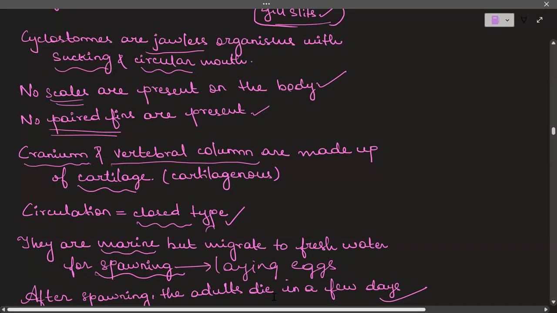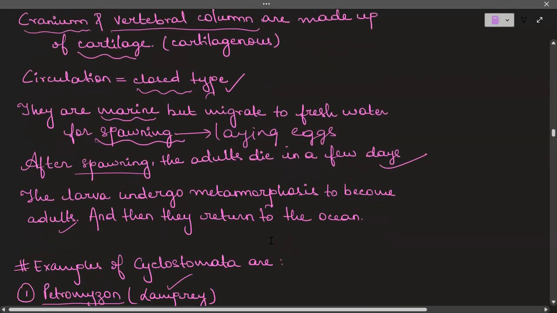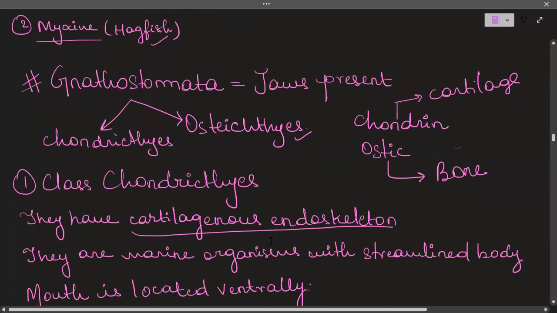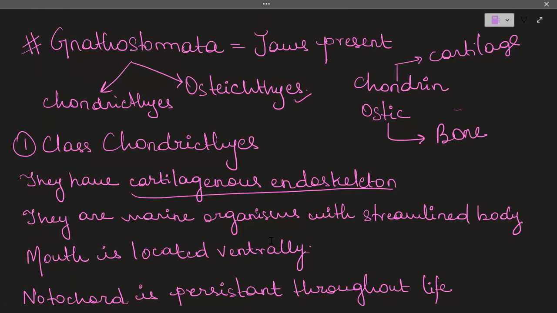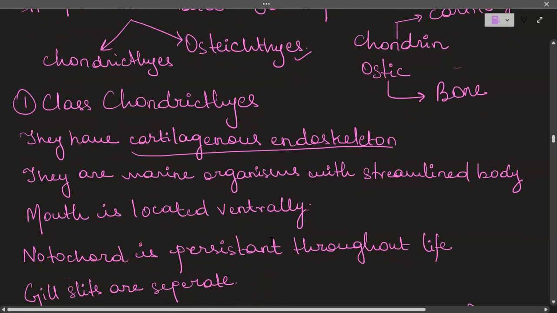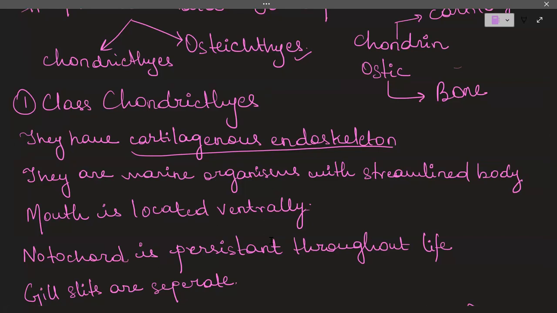Moving forward, talking about the gnathostomata, the ones that have jaws present in them. They have been divided into further classes such as Chondrichthyes and Osteichthyes. Now, the class Chondrichthyes, see, they have a cartilaginous endoskeleton, because the cartilage is made up of chondrin. So, that is why Chondrichthyes. They have a cartilaginous endoskeleton.